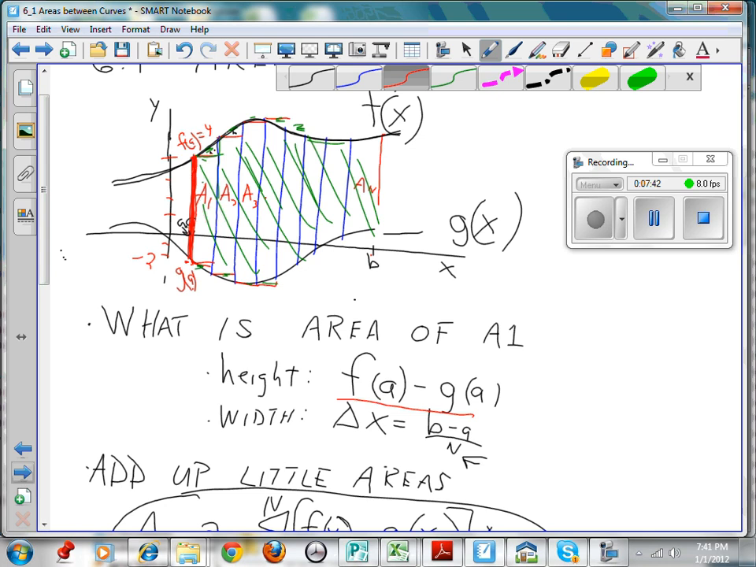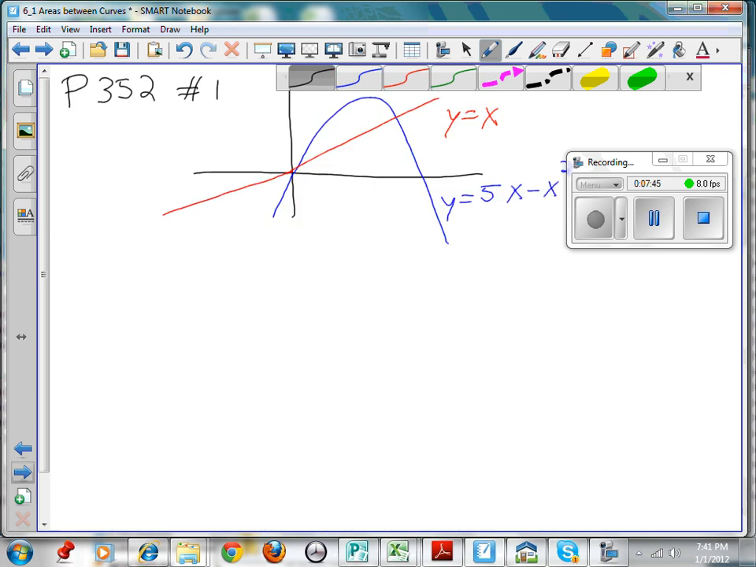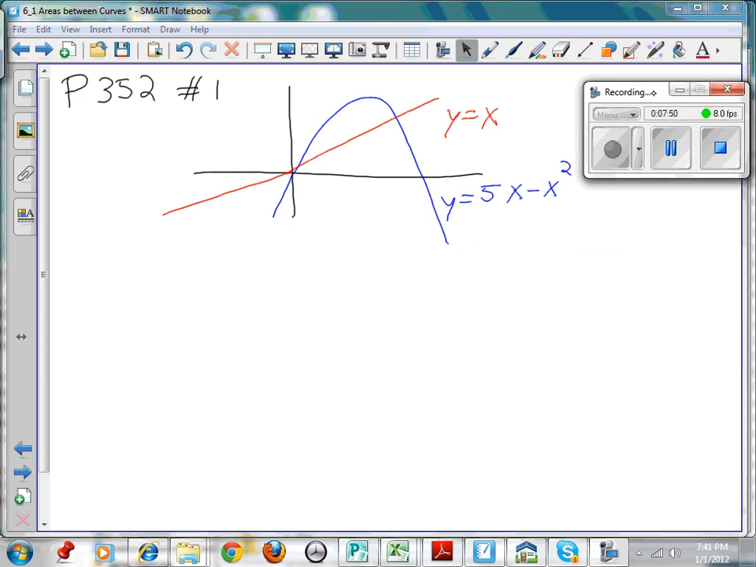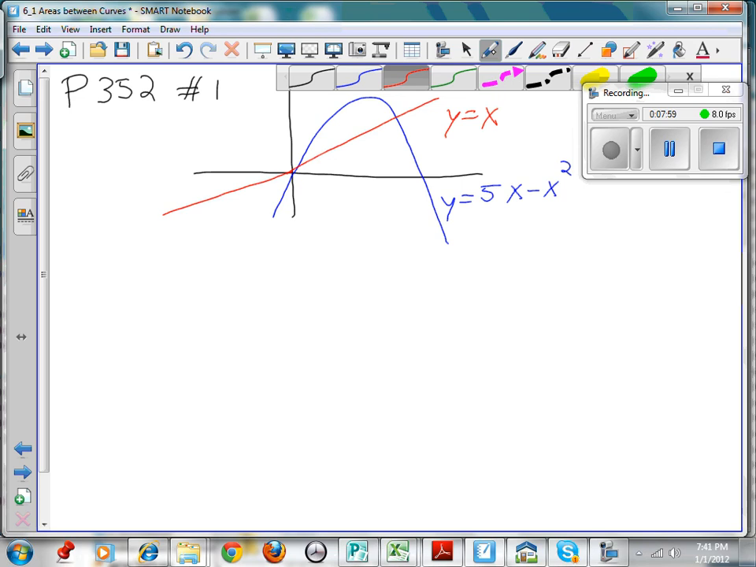Now let's work a problem perhaps, shall we? Here's a problem from our book, page 352. It's always good to get going with the first one, and we want to find what area are we looking for here? Well, we want this area right between the curves. It's kind of important to determine that. When you work these problems, sometimes there's another area, but you want to make sure you're finding the right region.